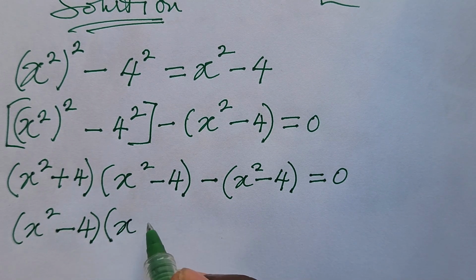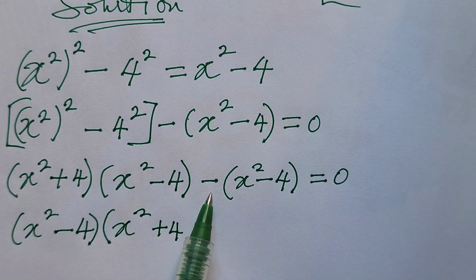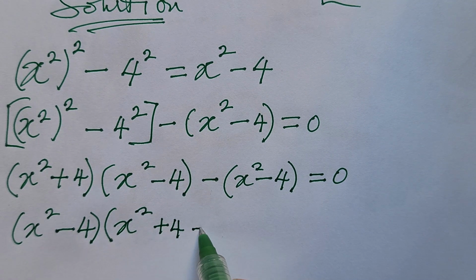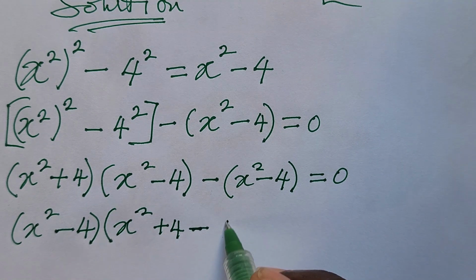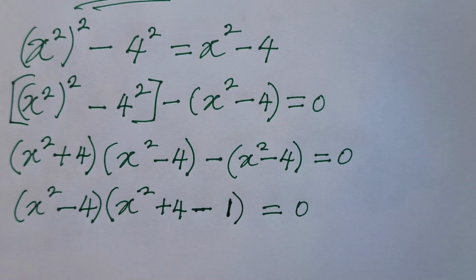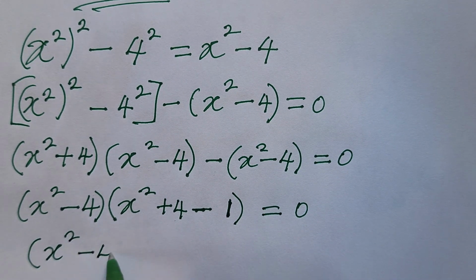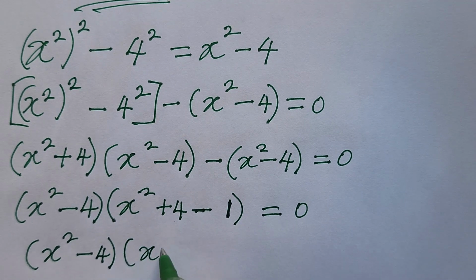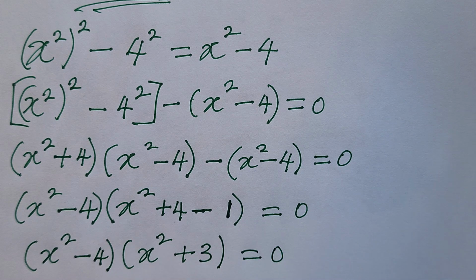So this is going to give us x to the power of 2 plus 4. Then let's bring in our minus here now. So minus, if we use this to divide this, we are left with 1. So this is going to give us 1 close bracket, everything equal to 0. Then we can carry out this simplification here, and this will give us plus 3, right? So here we're going to have x to the power of 2 minus 4 close bracket, bracket x to the power of 2 plus 3 close bracket, everything equal to 0.